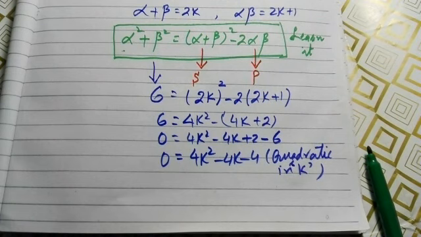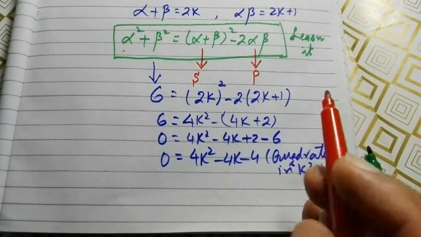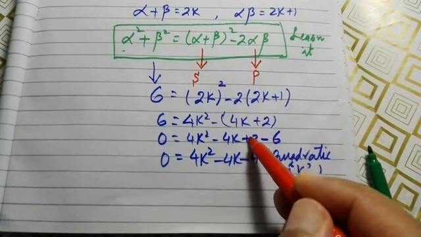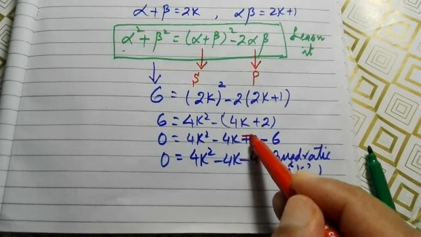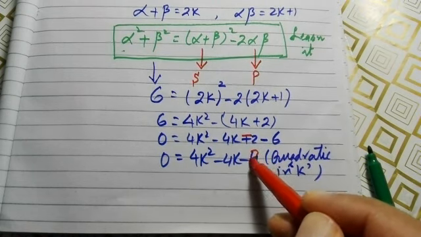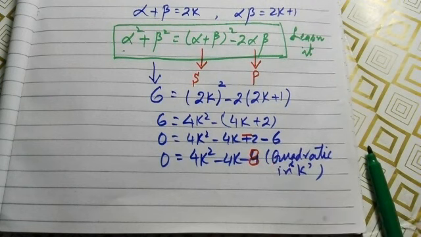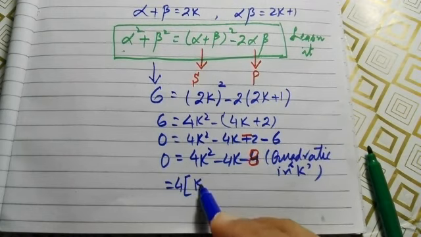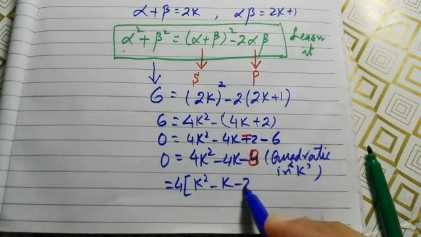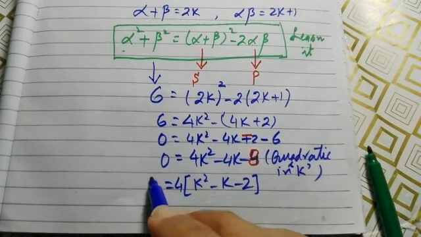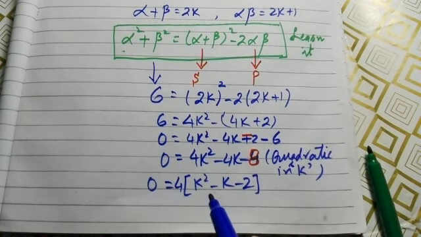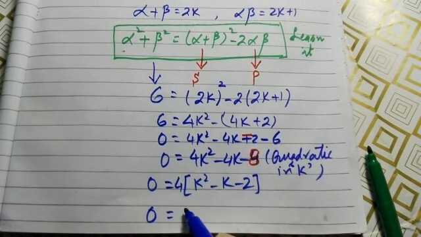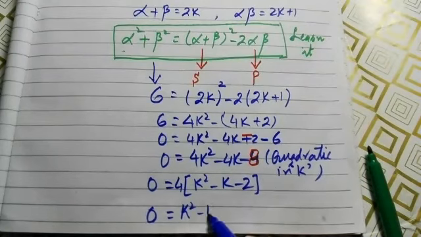So there is a slight mistake. If I just wanted to correct it right here, it should be minus 2, because the minus sign will change the sign of 2. So ultimately it will become minus 8. So I will simplify it by taking 4 common. It will become k square minus k minus 2 equals to 0. If you divide 0 by 4, it will become 0 equals to k square minus k minus 2.